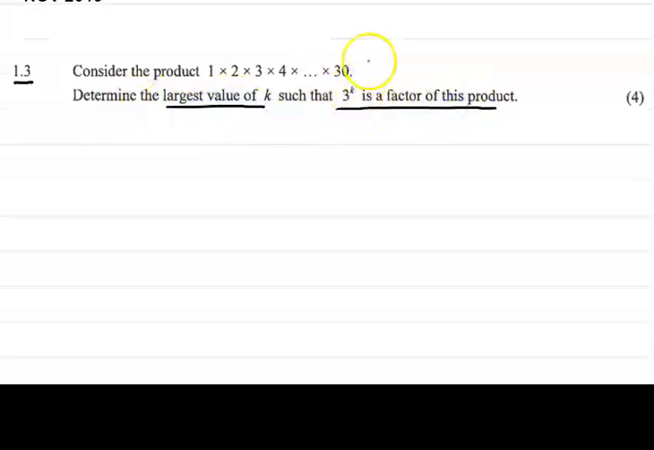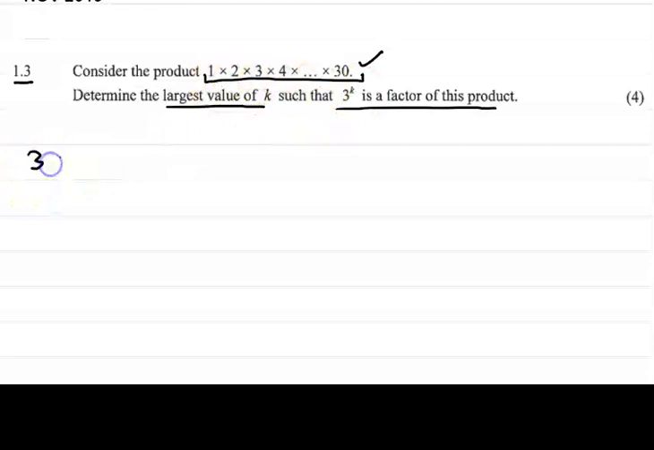How can 3 to the k be a factor of this particular product? Well, what we have to do is basically count all the 3's from 1 to 30. Now, in order for us to count all the 3's from 1 to 30 so we can get a value for k, we firstly need to look at all the multiples of 3 from 1 to 30. Let's write them down. What are the multiples of 3 from 1 to 30?